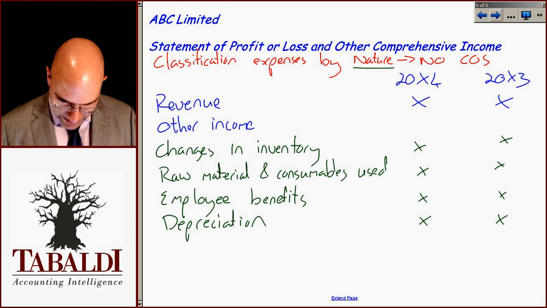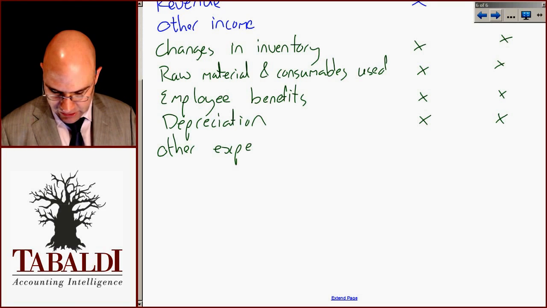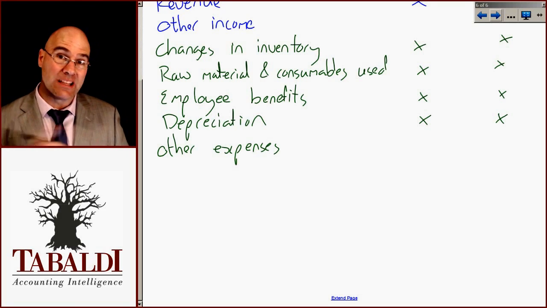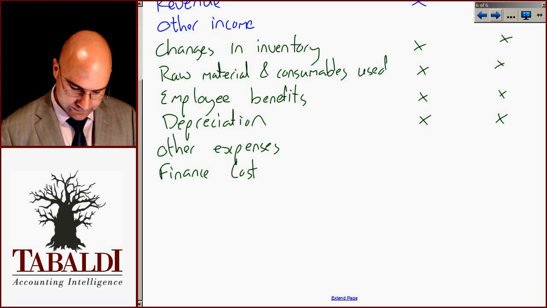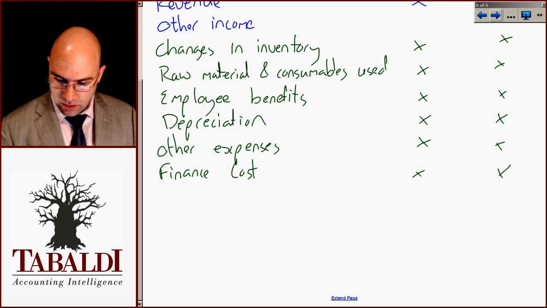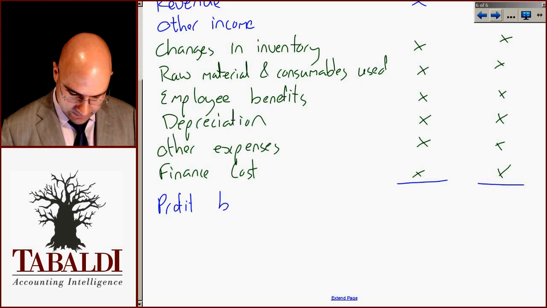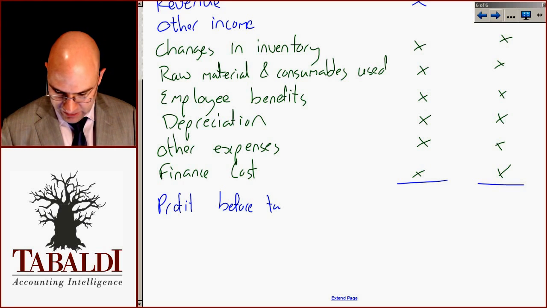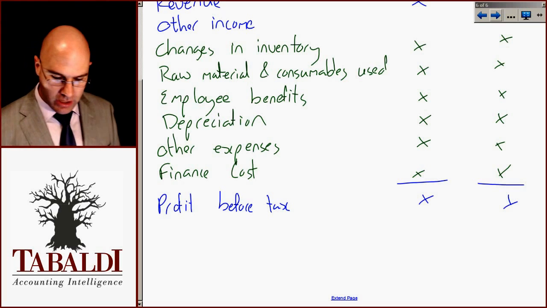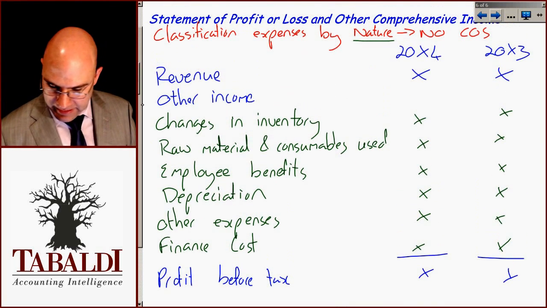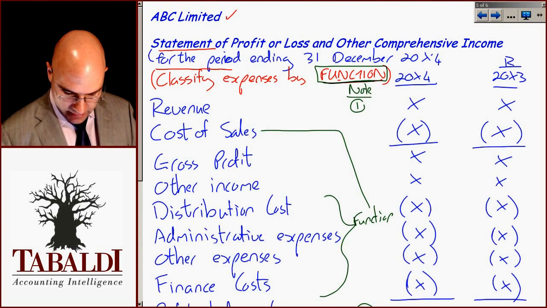Okay, but what I do have to have, I will still have an item for immaterial or small expenses to go into, and I still have to keep my interest expense separate. So I'll have finance costs. Okay, so along with that, I will then have my normal total, and that will give me profit before tax, and the rest is all the same, the tax expense, other comprehensive income, etc. Okay, so I hope you can see the difference by classifying by nature the expenses versus classifying by function.